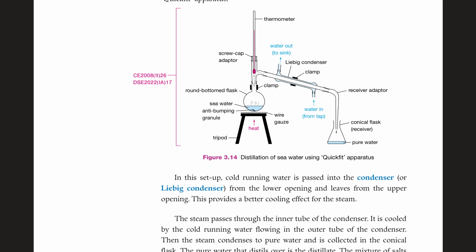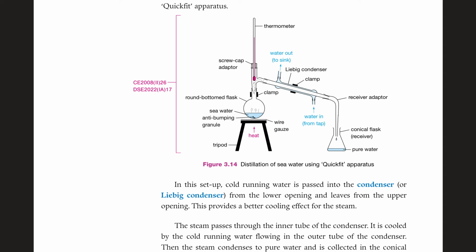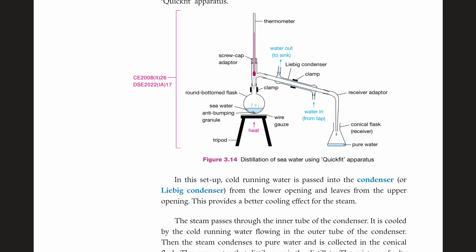Then the second important point that we should pay attention to is the water in position and water out position of the condenser. In the condenser, the cold running water should pass into the condenser from the lower opening, and leave the condenser from the upper opening. This is because this can provide a better cooling effect for the steam.